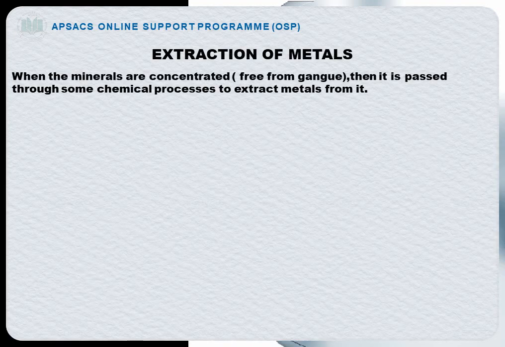Extraction of metal. When the minerals are collected free from gangue, then they are passed through some chemical process to extract the metal from it. In the previous topics we were discussing the physical method. So extraction of a metal is basically a chemical process. In extraction of a metal, three different methods are discussed, that is roasting, smelting, refining or purifying.